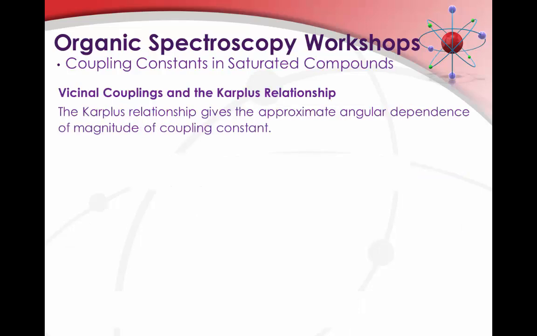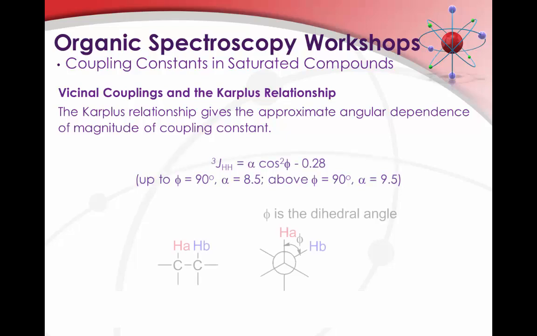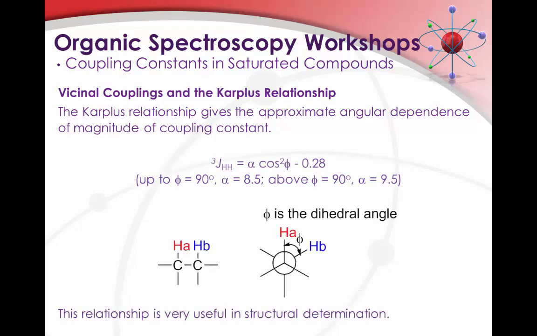Let's round off our discussion on coupling constants by taking a short look at a model which describes coupling constants in saturated compounds. The Karplus equation relates the dihedral angle between two inequivalent vicinal protons with the coupling constant between them. We needn't concern ourselves too much with this equation. The curve described by the equation is much more useful. Do take note, however, of what we mean by dihedral angle, as indicated in the Newman projection here.